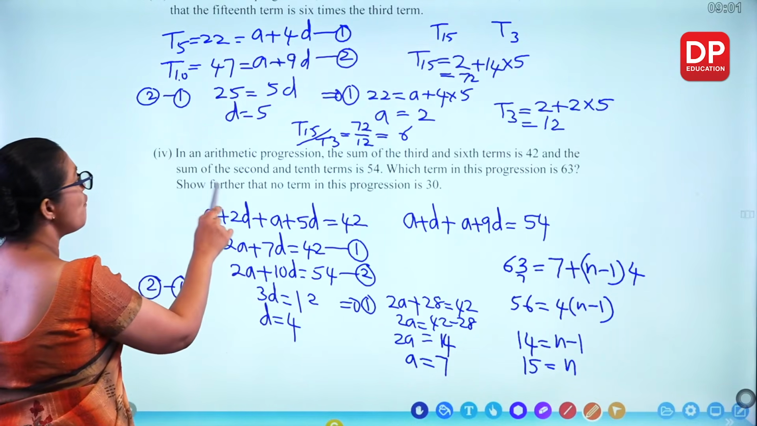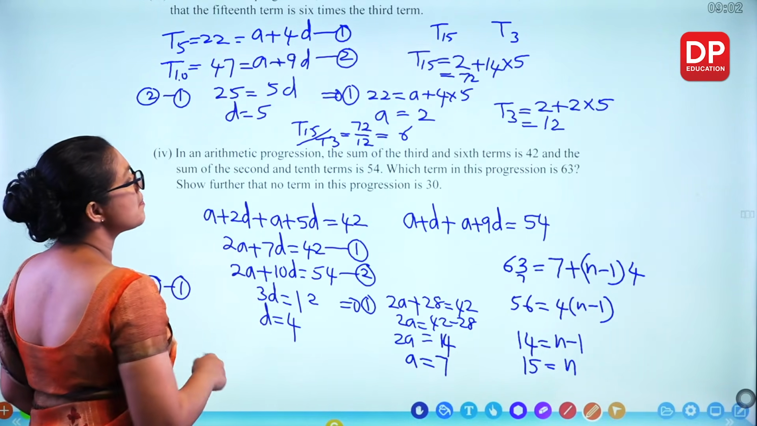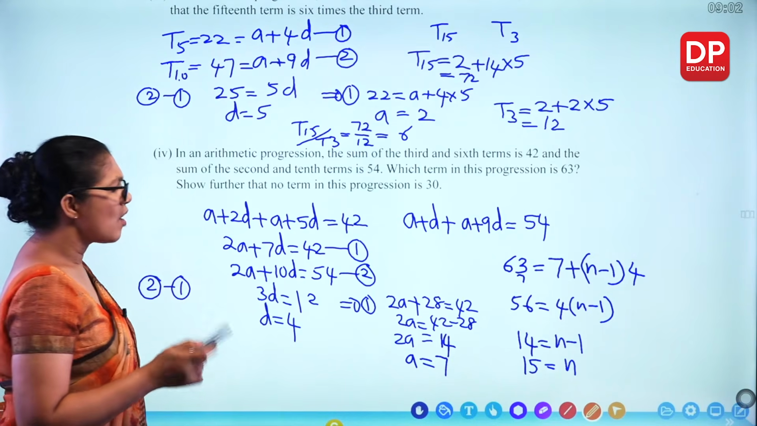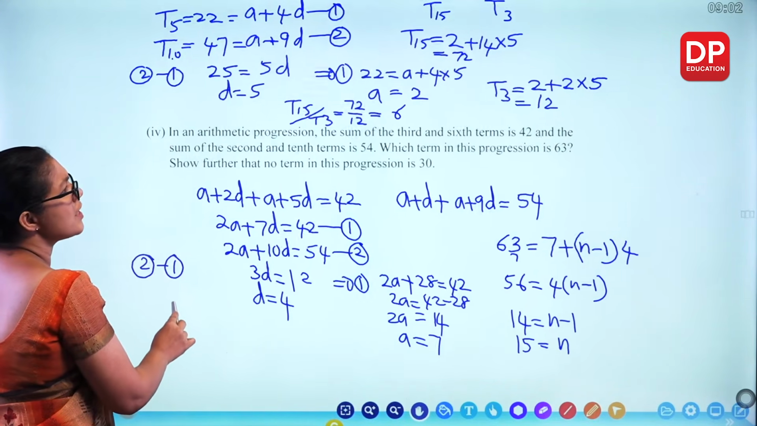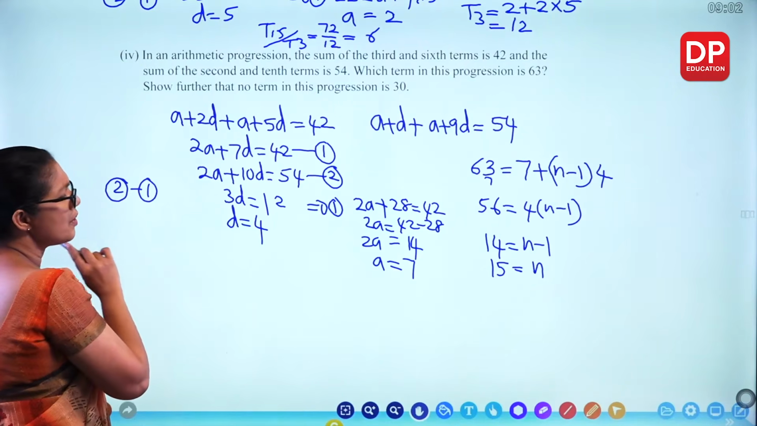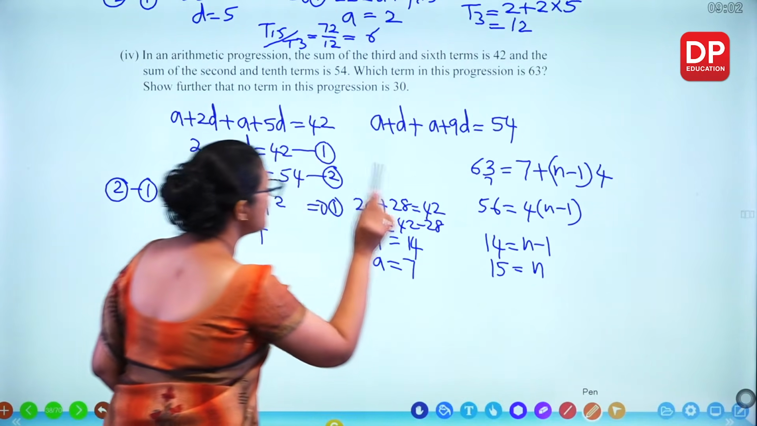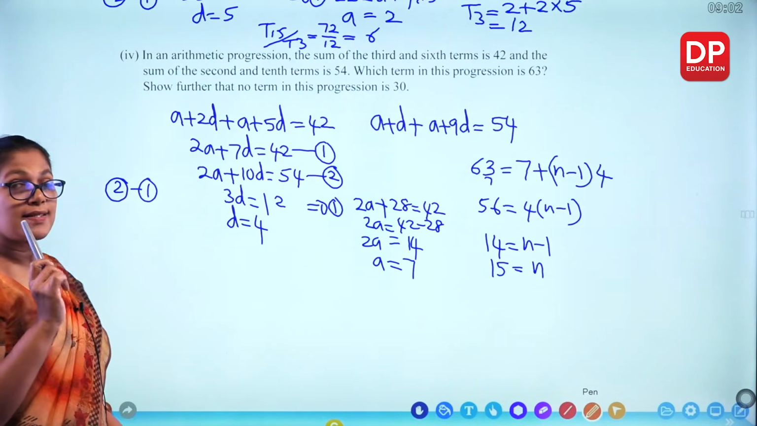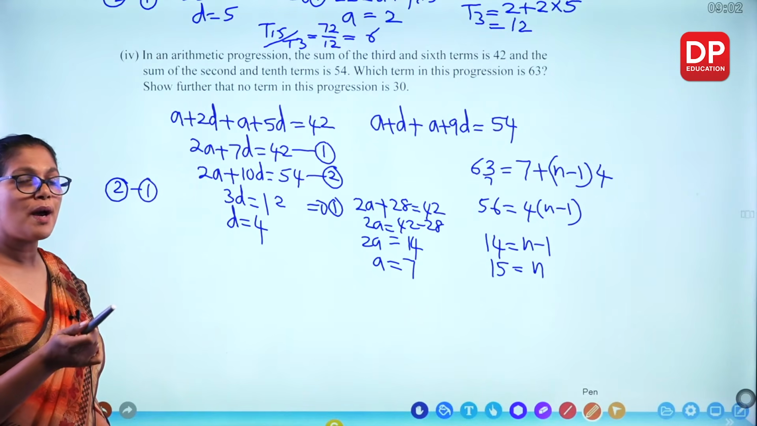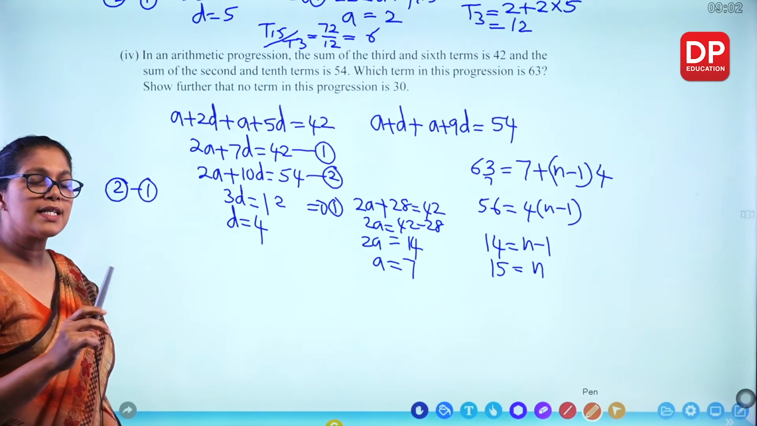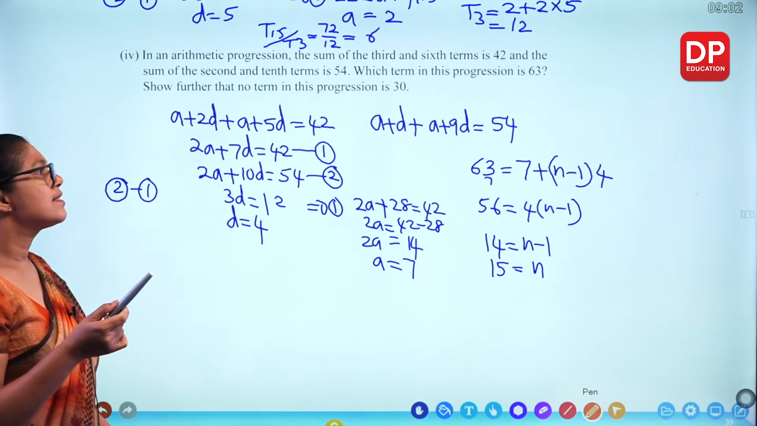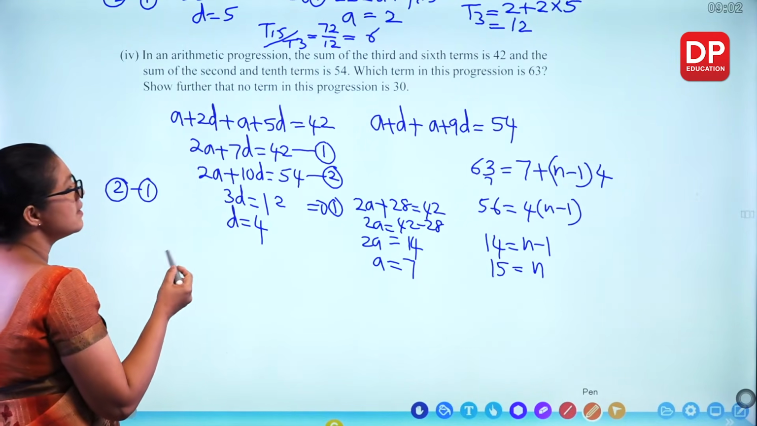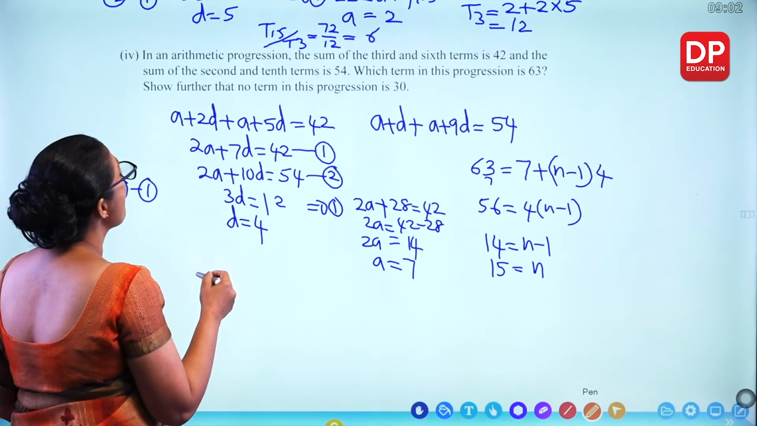Now show further that no term in this progression is 30. So how can we find out this is not in the progression? You can substitute and see whether you are getting a whole number for n. If you are not getting a whole number, that means that term is not in the sequence. So we'll try to use that.